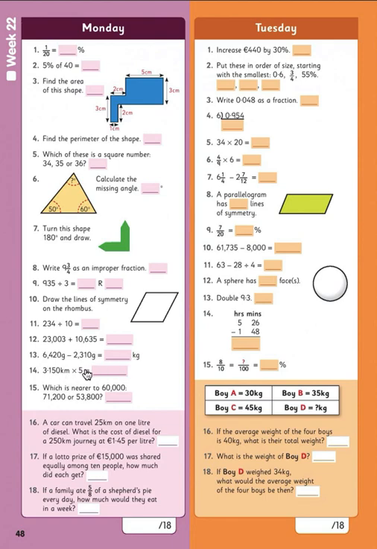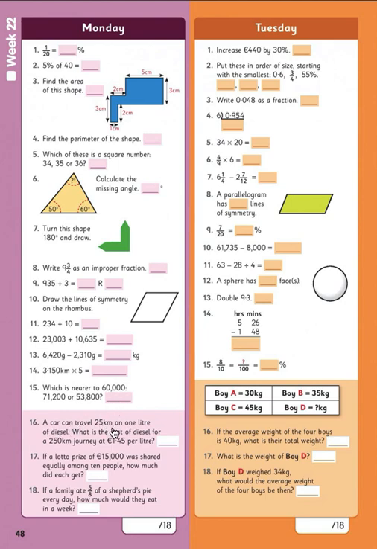You're multiplying this by 5. You're looking at the number 60,000 and seeing which of these 2 numbers are closer to it. So you can subtract 60,000 from 71,200 to find the difference there, and you can subtract 53,800 from 60,000 and see the difference there. The smaller number means it's closer.